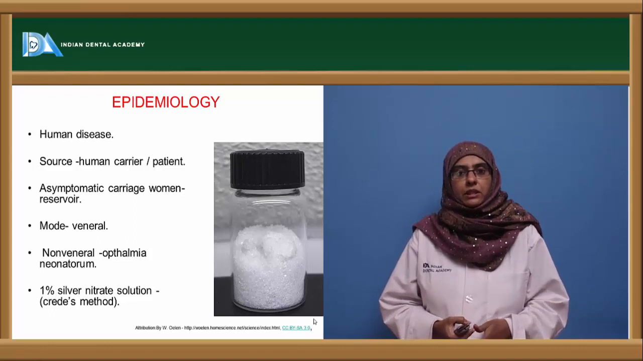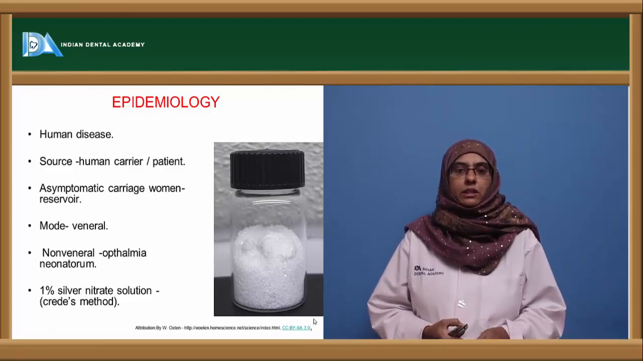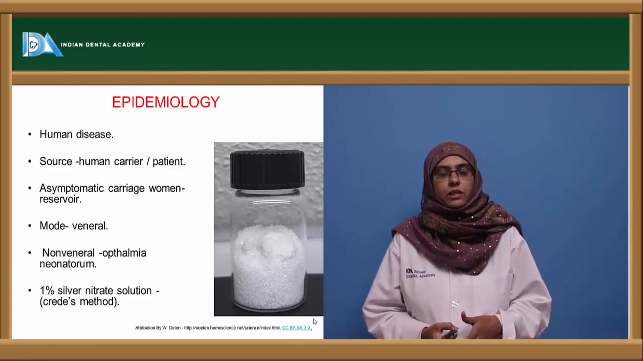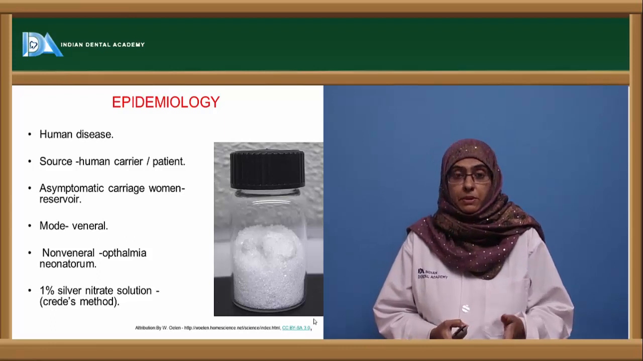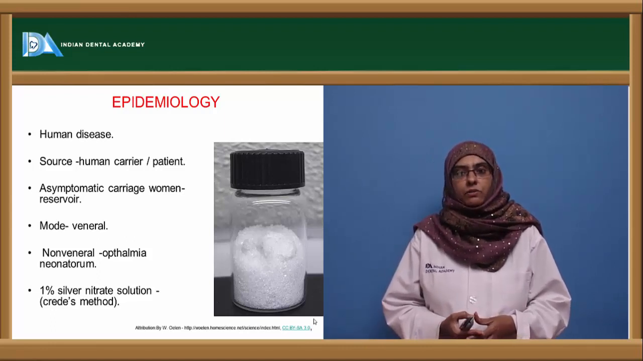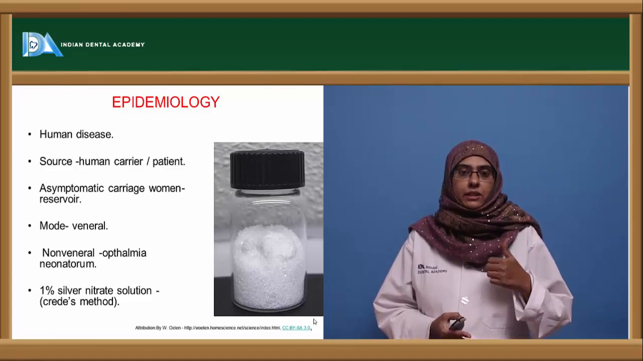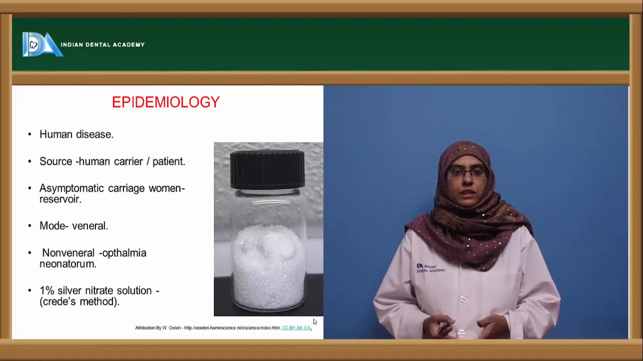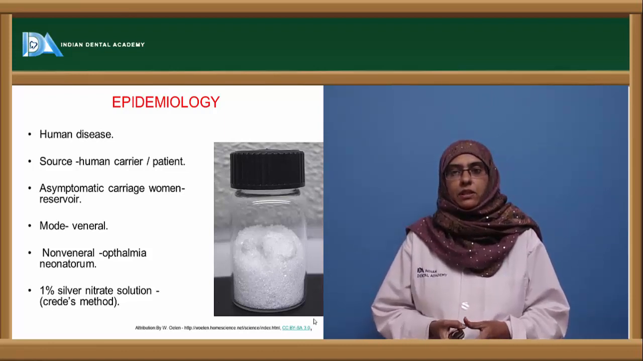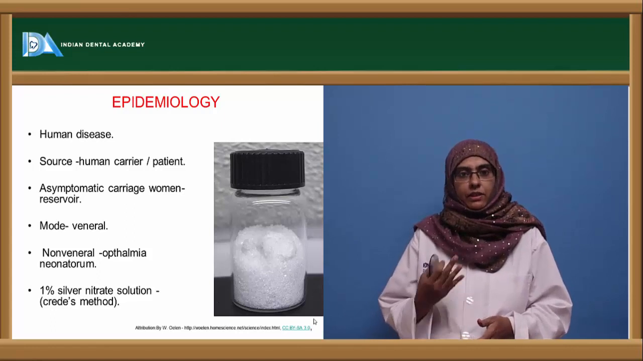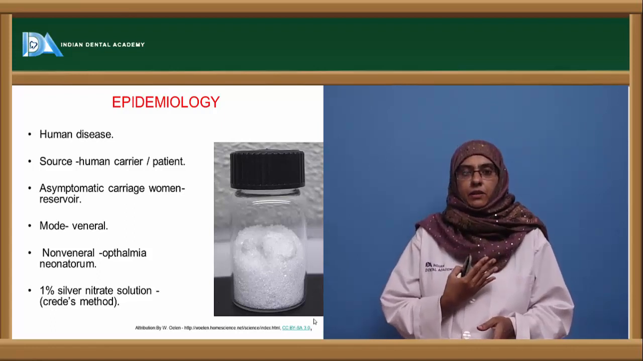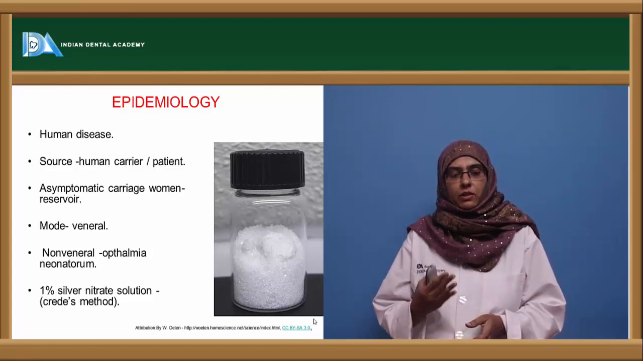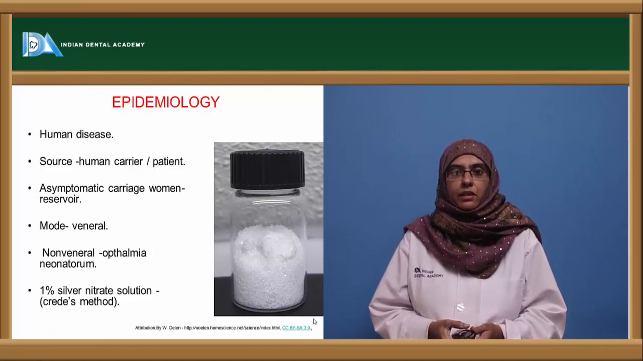Coming to the epidemiology, this organism is strictly a human pathogen, cannot be seen naturally in animals but can be induced in animals, and the source is mostly human carriers or sometimes patients. Asymptomatic carrier women act as a reservoir host, and they usually transmit the infection to their male counterparts. The mode of infection is venereal, that is sexual transmission, and non-venereal in the case of infants born to a woman who has been suffering from this disease or who is a carrier of this disease. The non-venereal disease is called ophthalmia neonatorum.